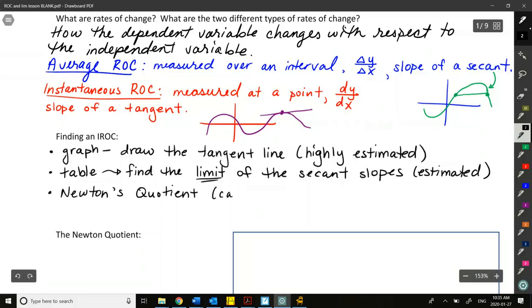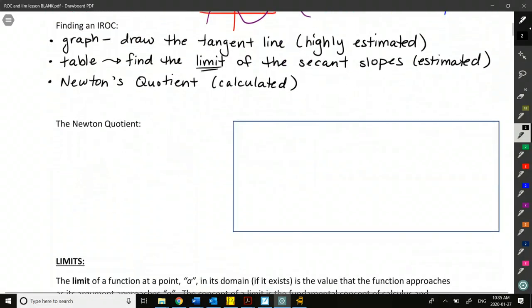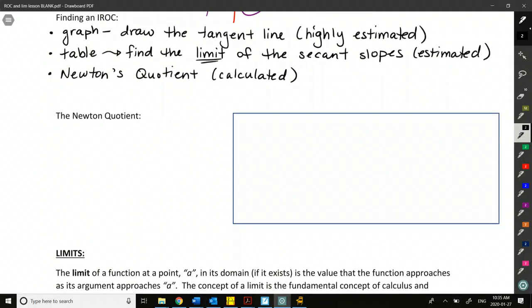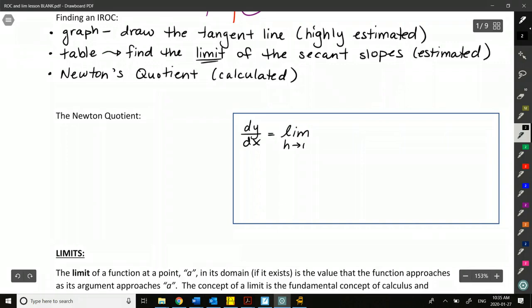So this one is more like a calculated method. That was kind of like the highest method of finding instantaneous rate of change that we learned about in advanced functions. Okay, so your Newton quotient, we use dy over dx because that represents instantaneous rate of change. And we will say that's equal to the limit as h approaches 0 of f at x plus h minus f at x all over h.